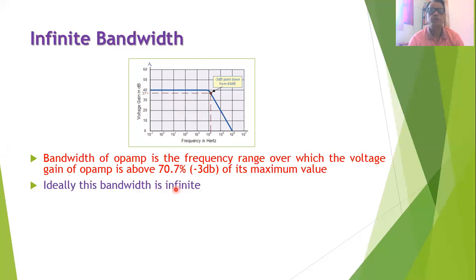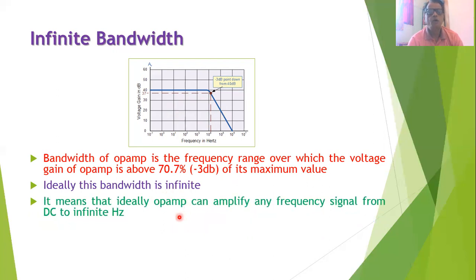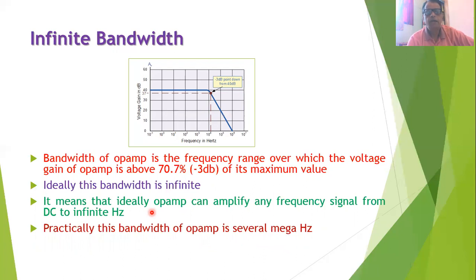Ideally, the bandwidth of the operational amplifier is infinite. It means that ideally an operational amplifier can amplify any frequency signal from 0 Hz, or from DC voltages, to infinite Hz. So when the bandwidth is infinite, any signal from 0 to infinite Hz can be amplified by the operational amplifier. But practically, you will find that the bandwidth of the operational amplifier is not infinite, and it is several megahertz, that is 10 to the power 6 Hz.